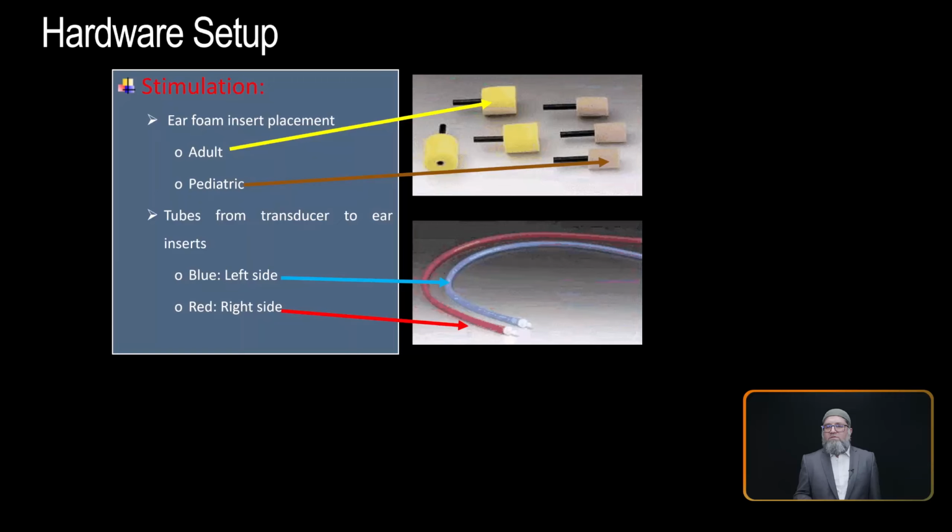The foam inserts are foam and they have a plastic tube. They come in 3 different sizes and 2 colors. The 2 colors are yellow and beige. The yellow color has a smaller and a larger size, which are both for adults, and the beige color is for pediatric. And they are connected to the red and blue tubes.